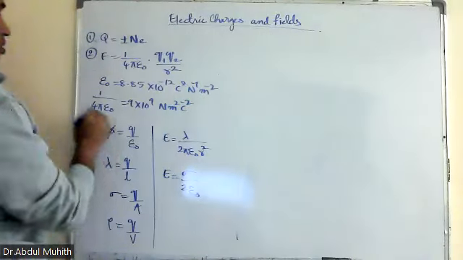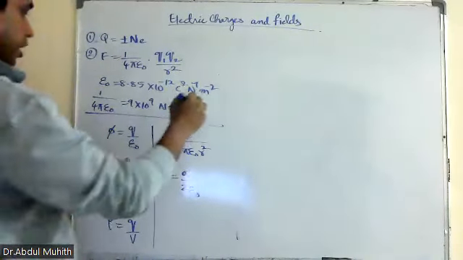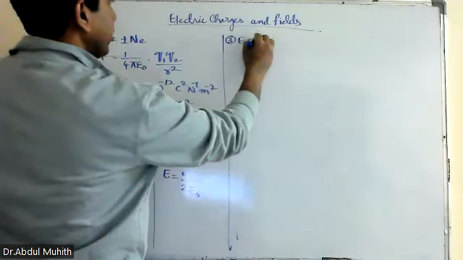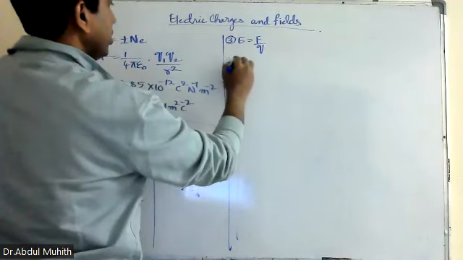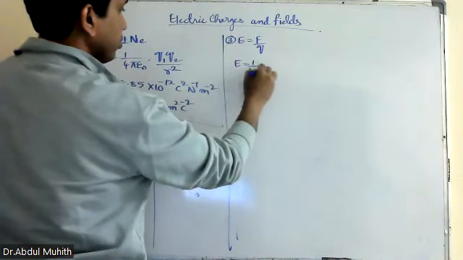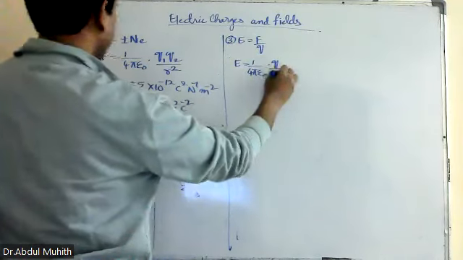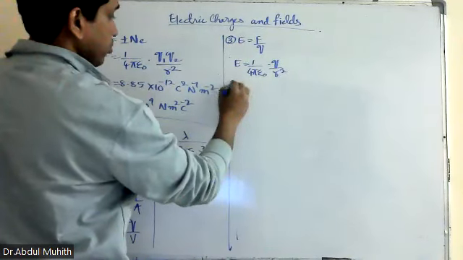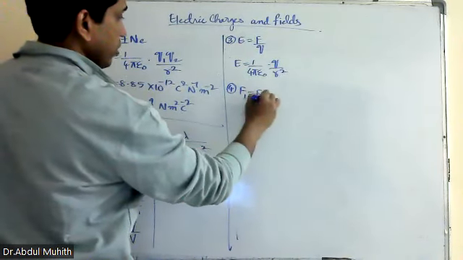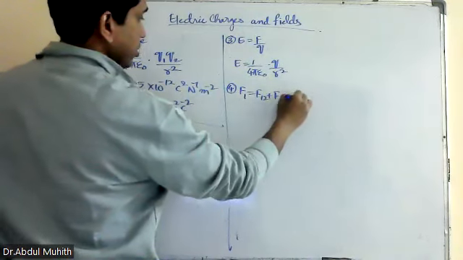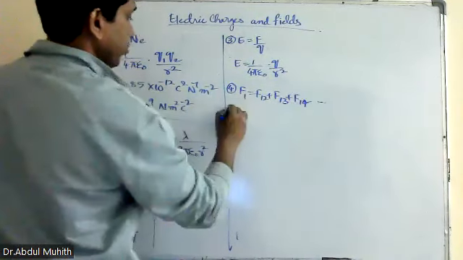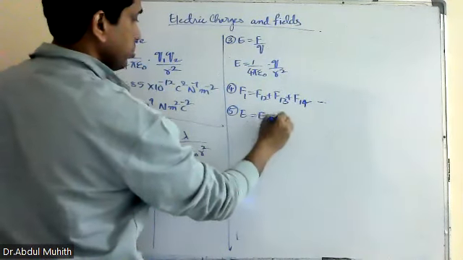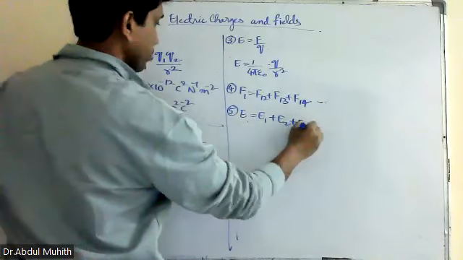This is the electric field formula I write here. Third one, electric field E is equal to F by Q, and E is equal to 1 by 4 pi epsilon 0 into Q by R square. Next, the superposition principle: F1 is equal to F12 plus F13 plus F14 and so on. Fifth one, for electric field, E is equal to E1 plus E2 plus E3. This is the superposition principle again.